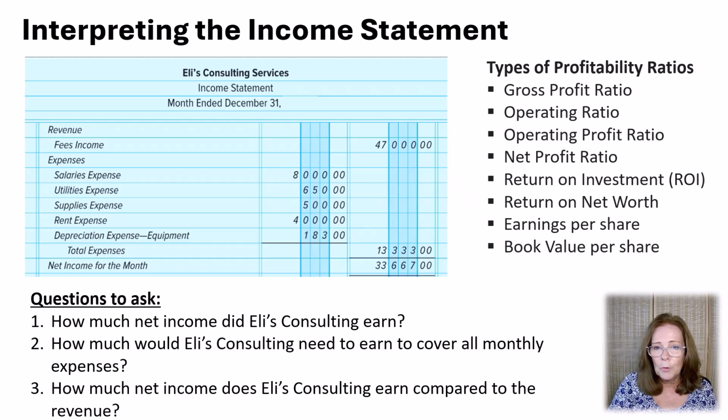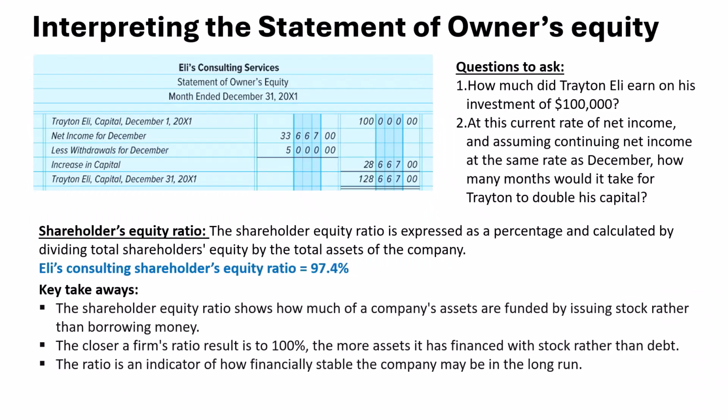There are quite a few ratios that can be used to interpret the income statements. Some of the ratios are gross profit ratio, operating ratio, operating profit ratio, net profit ratio, return on investment, ROI, return on net worth, earnings per share, and book value per share. And some of these ratios only apply to corporations that have issued shares of stock. Next, let's look at Eli's Consulting's statement of owner's equity.